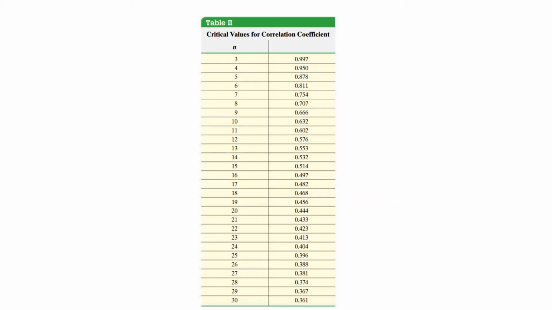This is what Table 2 looks like. You can see there's a column saying how many data points you have, how many ordered pairs you have, and this is the value of the correlation coefficient. Again, we take the absolute value of the correlation coefficient and compare here, and this is the breakpoint between a linear relationship existing or not existing.